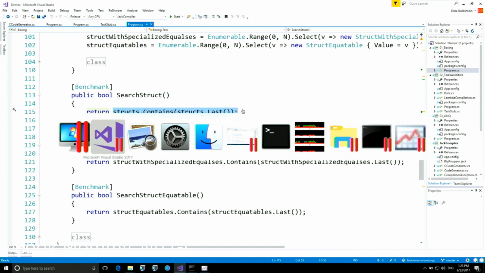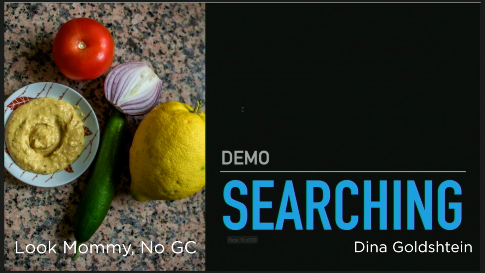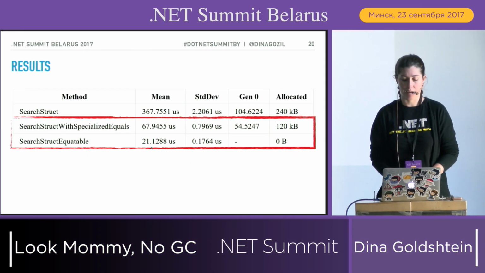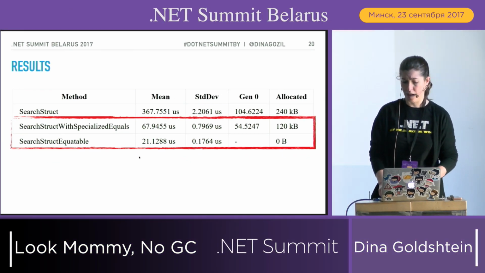So I will just show you the results that I prepared beforehand. So these are the results. The first thing that I want to do is to concentrate on the second 2 rows. That's comparing the case of just implementing, overriding the equals method, and the case of actually implementing the IEquatable interface. Note the difference in allocations. And of course, the difference in runtime. That's a factor of 3, which is quite a lot.